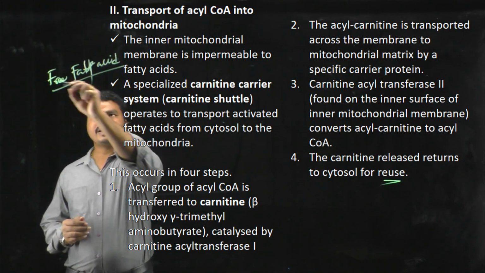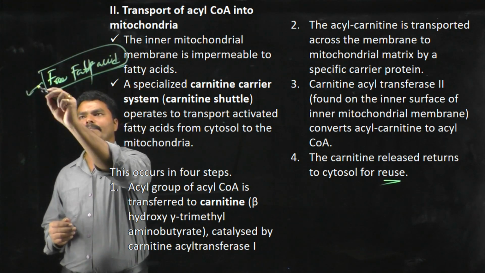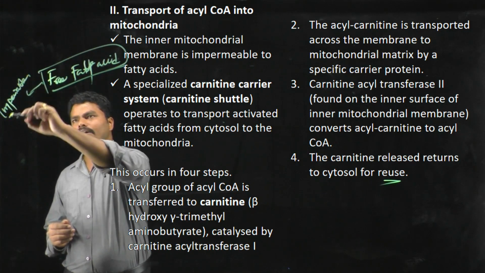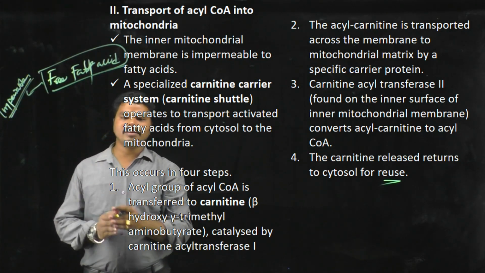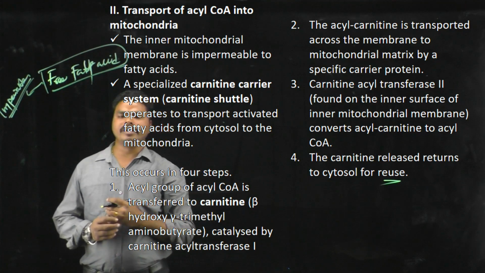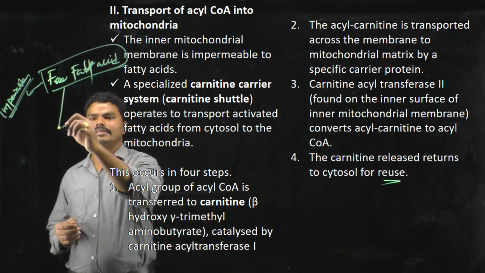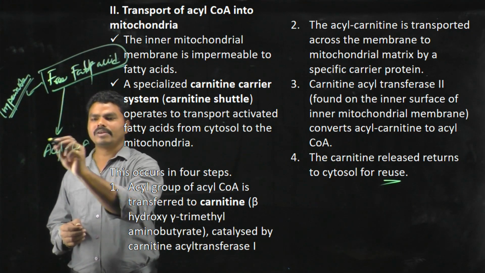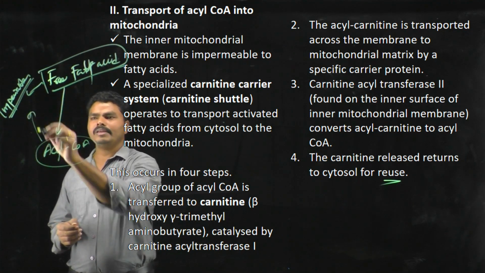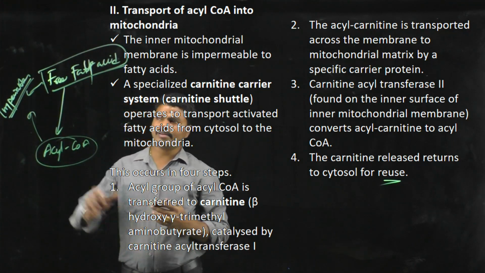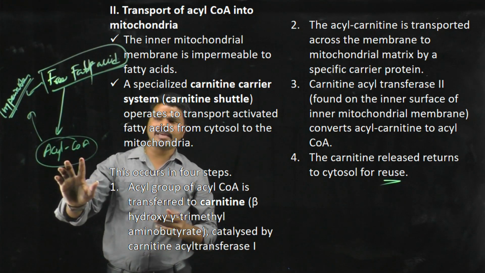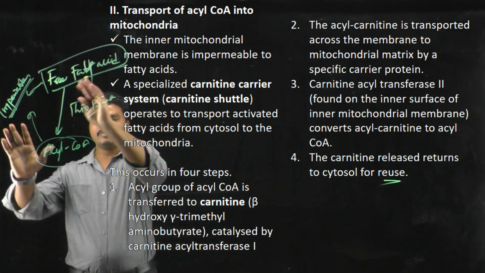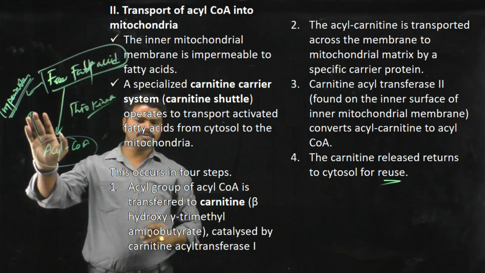So these free fatty acids are impermeable, which means they are not crossing the inner mitochondrial membrane. For that reason, the free fatty acid is converted to acyl-CoA. This acyl-CoA is permeable to the mitochondrial membrane. That's why the free fatty acid is converted into acyl-CoA by the thiokinases. We already discussed this in the first step, that is activation of free fatty acid.